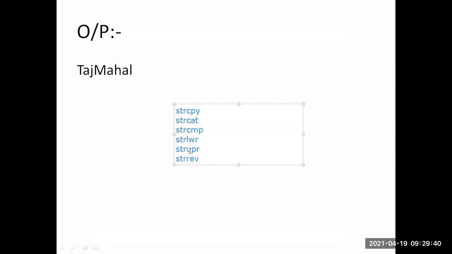So string compare means compare two strings, strcat means merge two strings, strupr means convert lower case string to upper case, and strlwr converts upper case to lower case. String reverse means reverse the given string, and finally we have another function, string length. We will execute all of these in one program using the online compiler.